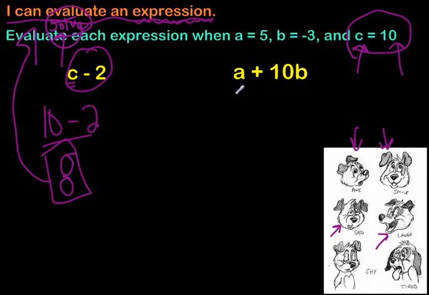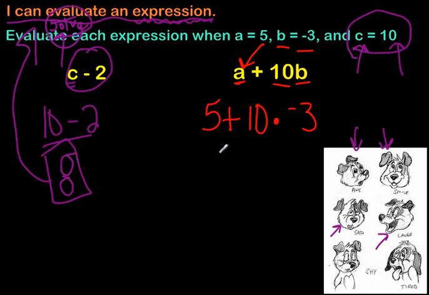All right, here we go. So I have a. a is 5. I'm going to fill 5 in for a. Plus 10. And now remember, when there's no symbol in between a number and a variable, it means multiply by b. And b is negative 3.